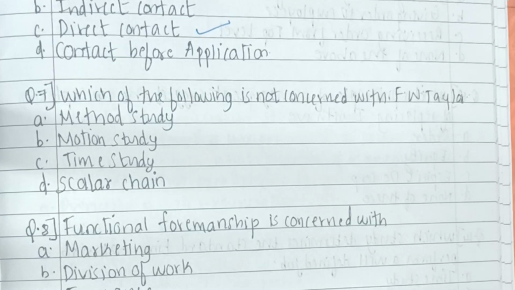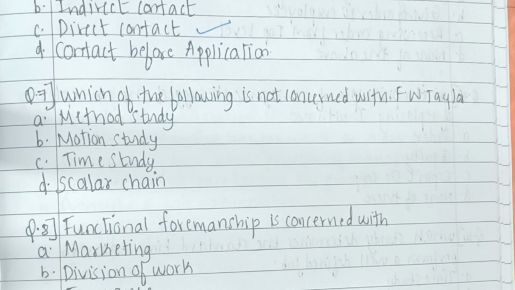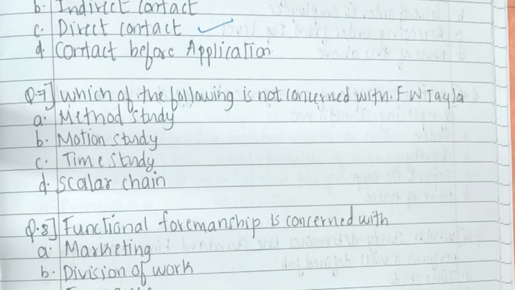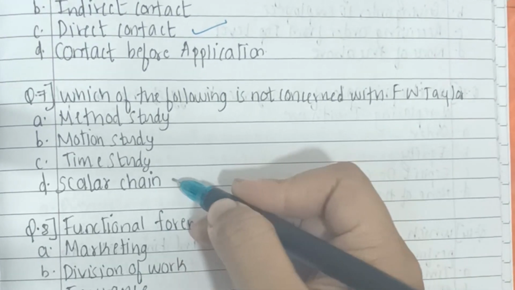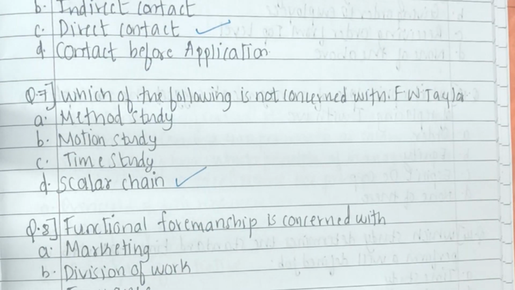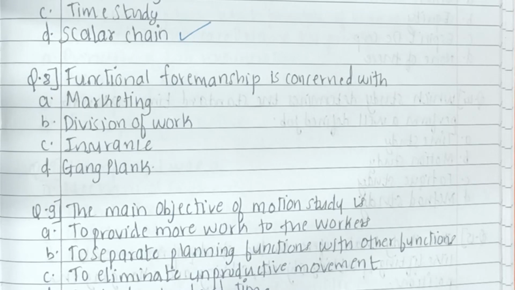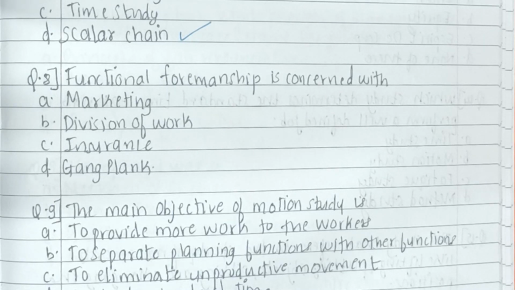Next is, which of the following is not concerned with F.W. Taylor? Method study, motion study and time study, these three studies have been given by F.W. Taylor. Scalar chain is given by Henry Fayol, that is principles of management. So here the right answer is scalar chain. Next is, functional foremanship is concerned with which of the following? Marketing, division of work, insurance and Gangplank.